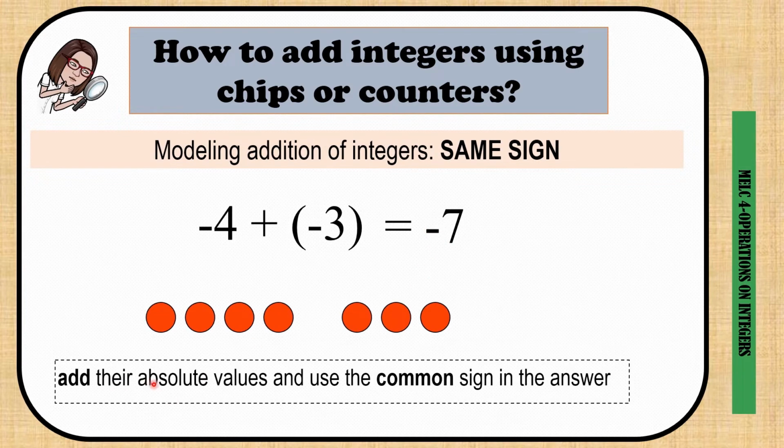Just remember to add their absolute values and use the common sign in the answer that you have. So this is negative, and this is also negative. That's why you will use their common sign, which is negative. That is what you have to remember. Another example to this.